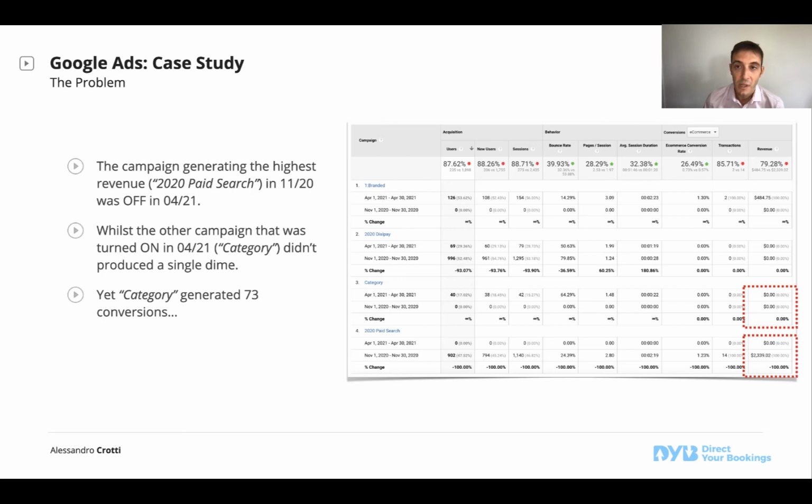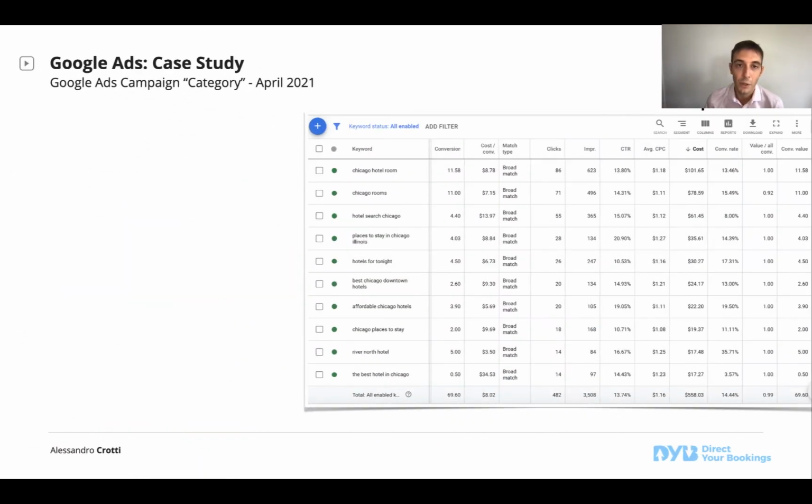Category, you don't see the numbers here, but I'm going to show you in the next slide. The campaign called category didn't generate any revenue. However, as we're going to see in a moment, it generated 73 conversions. So 73 conversions, but no revenue. And how is that even possible? Because conversions in Google Ads are not necessarily always bookings. They may be something else, but we're going to get into it in a moment.